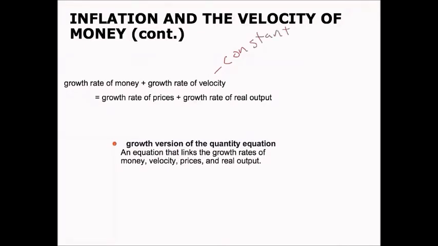Now what gets interesting is when we say that the growth rate of velocity is relatively constant over time. In this instance, if we have an increase in the growth rate of money, this is going to lead to either an increase in inflation or an increase in the growth rate of real output. And we know in the short run we might get an increase in the growth rate of real output. But in the long run, where this is determined by factors of production and the production function, we can say that in the long run the growth rate of the money supply is going to drive the growth rate of prices or inflation. And that's the real power of the quantity equation.